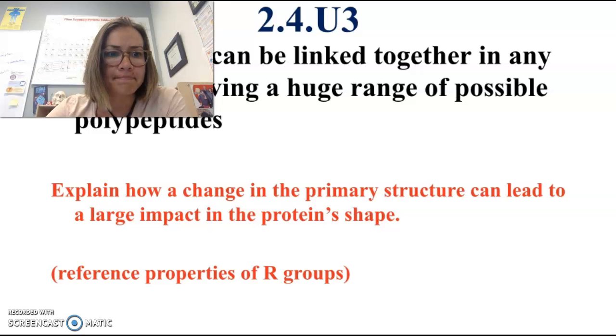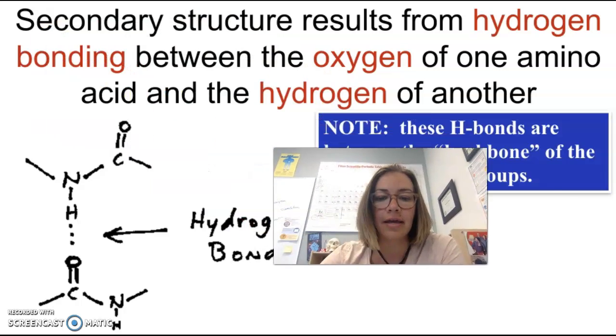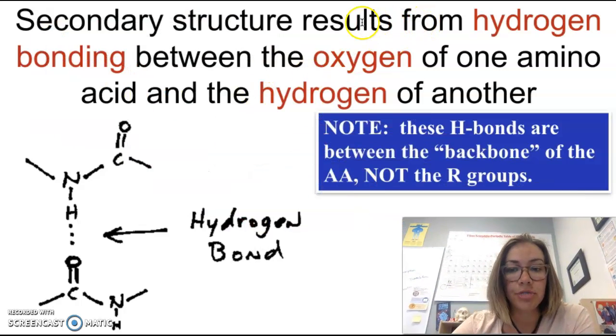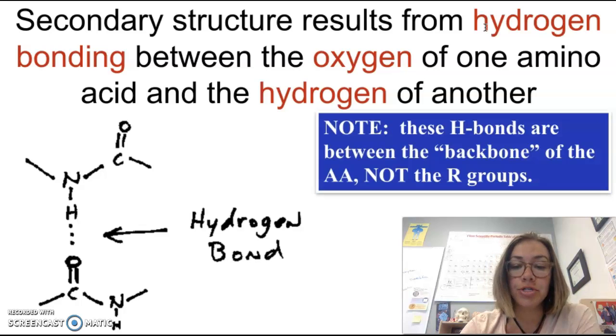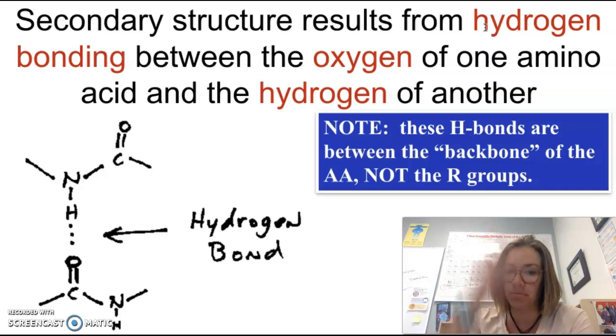And so if we have a secondary structure, this results from hydrogen bonding between the oxygen of one atom to the hydrogen of another. That's going to cause this backbone of amino acids. It's not a backbone between the R groups, it's a backbone between the amino acids. The R groups have already bound. They've already formed that polypeptide primary structure. Okay?